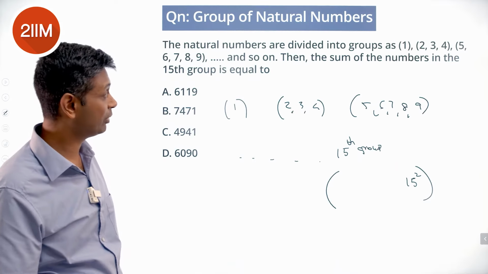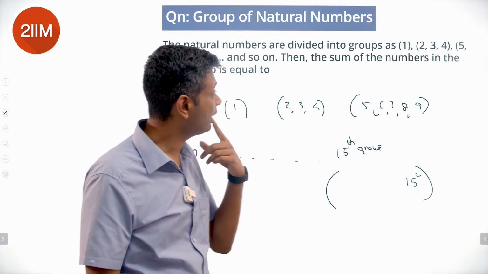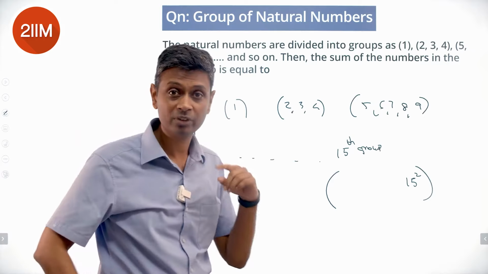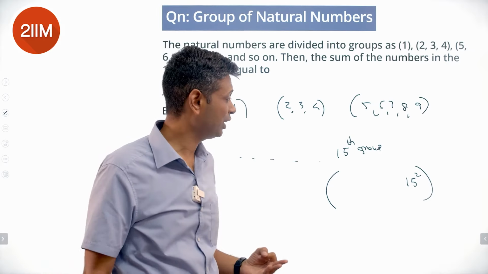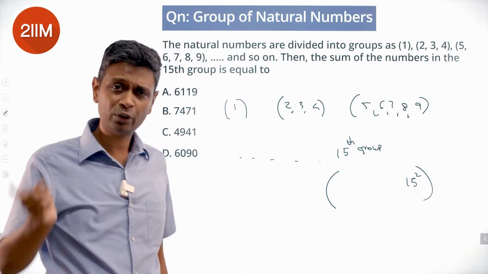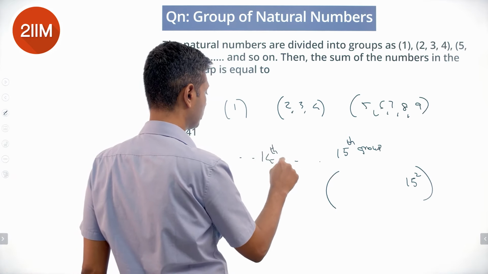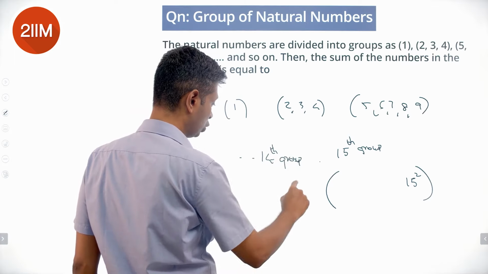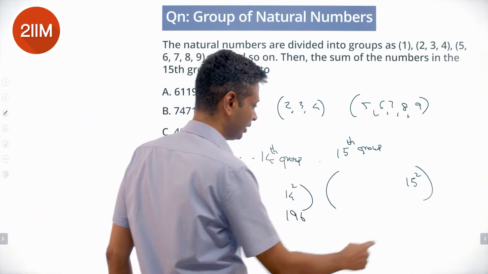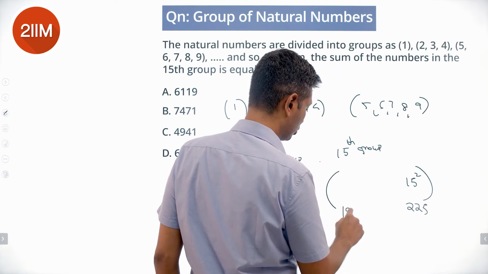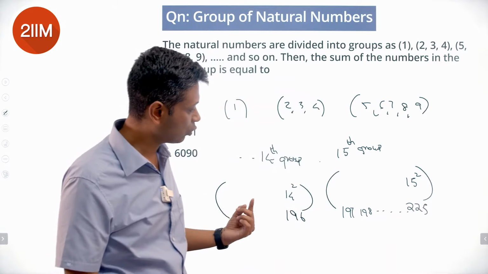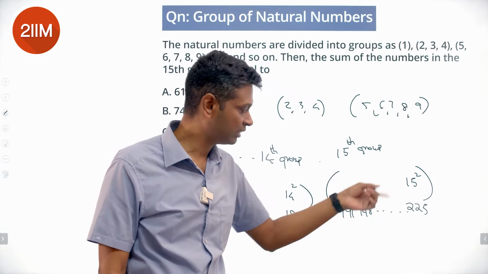And we want to find the sum of all elements. 15th group, how many elements will it have? The third group has 5 elements, first group has 1 element. Second group has 3 elements, 2n minus 1. 15th group would have 29 elements. 15 into 2 minus 1. The other way of thinking about it, if I can imagine the 14th group. The 14th group will end with 14 square. So this ends with 196. This ends with 225. I'm adding all numbers from 197 to 225. So 25 plus 4, 29 numbers are there, going from 197 to 225.